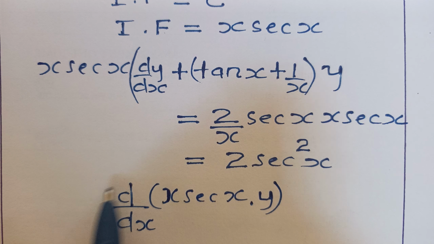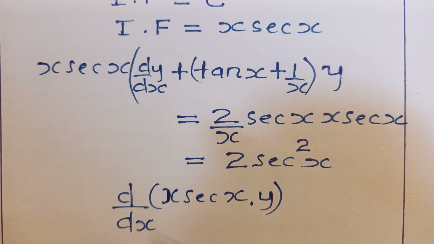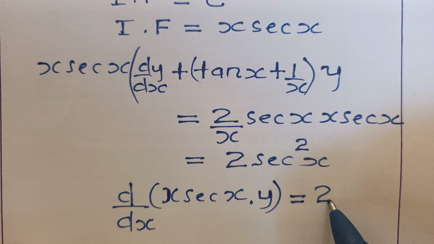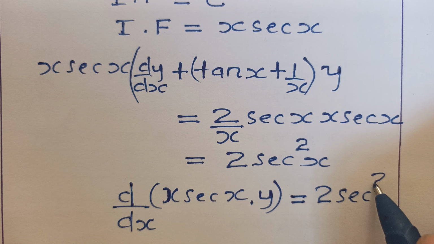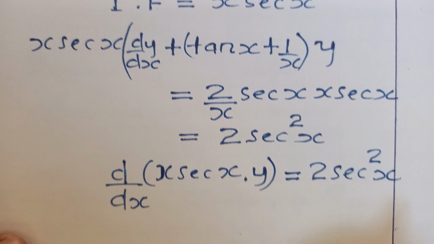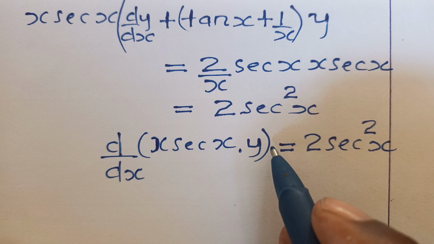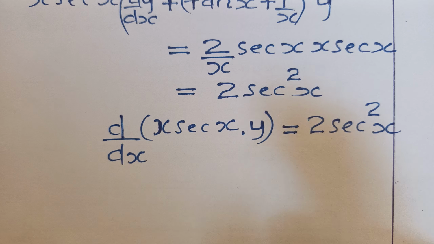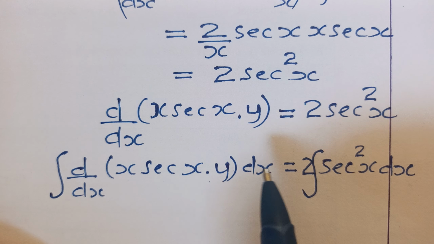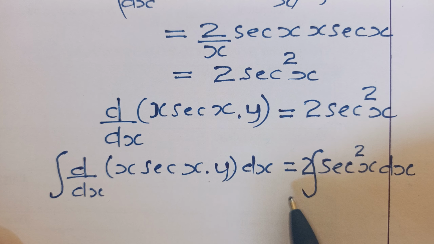If we differentiate this, we are going to get what we have on the left side. And this is now equal to 2 sec squared x. So guys, this is the equation now we need. We can multiply both sides by dx. This side we multiply by dx and this side we multiply by dx. So we multiply by dx and then we put the integral. We find the integral of both sides.